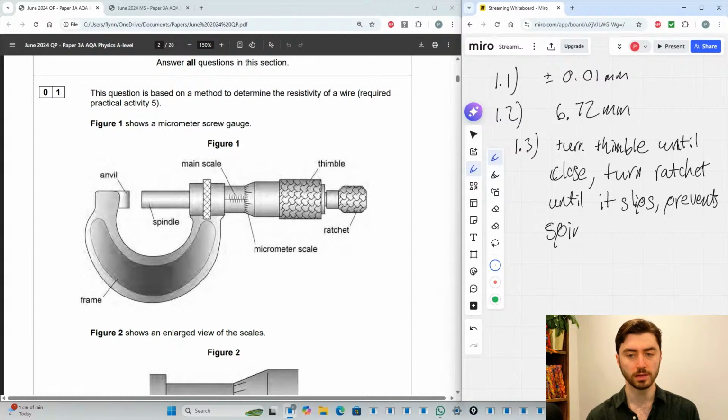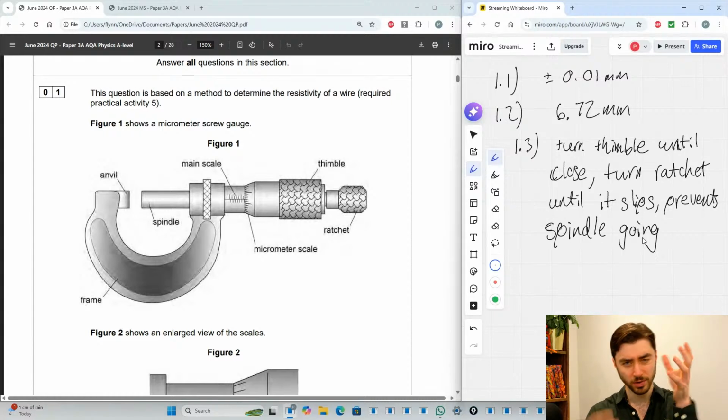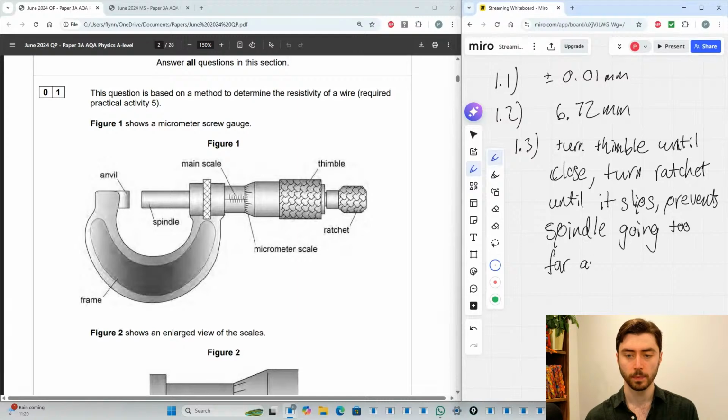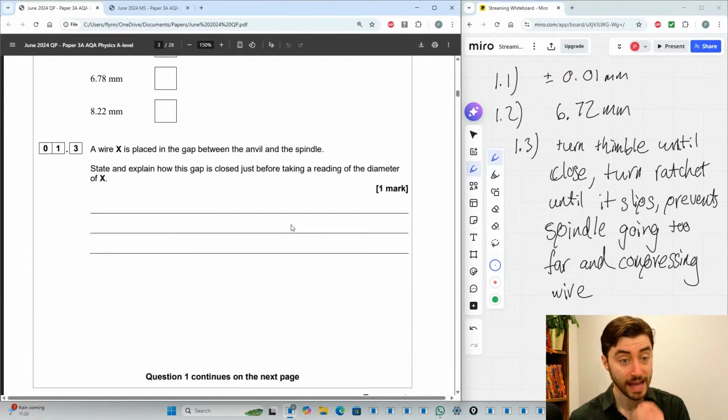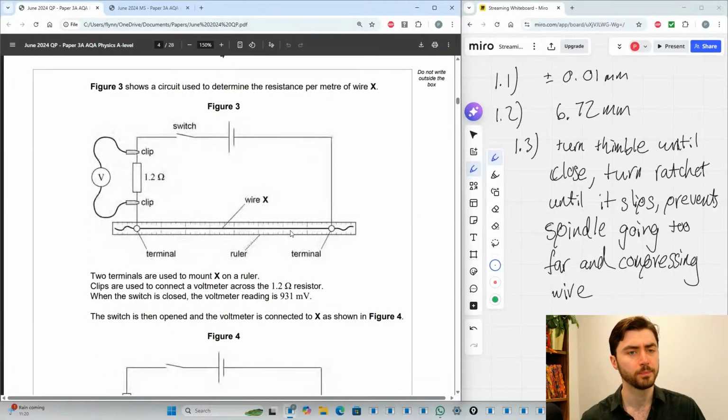And causing it to sort of contract or compress the wire, which would alter the reading and make it seem smaller than it is. So I'm going to write that down just so I have a little note to myself if that's what I wanted to say. Although it seems like a lot for 1 mark to have to state and explain, but whatever.